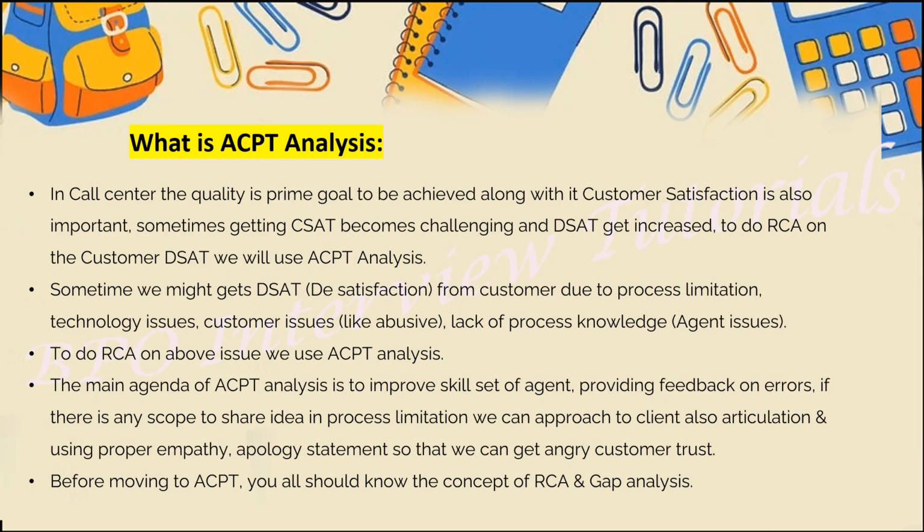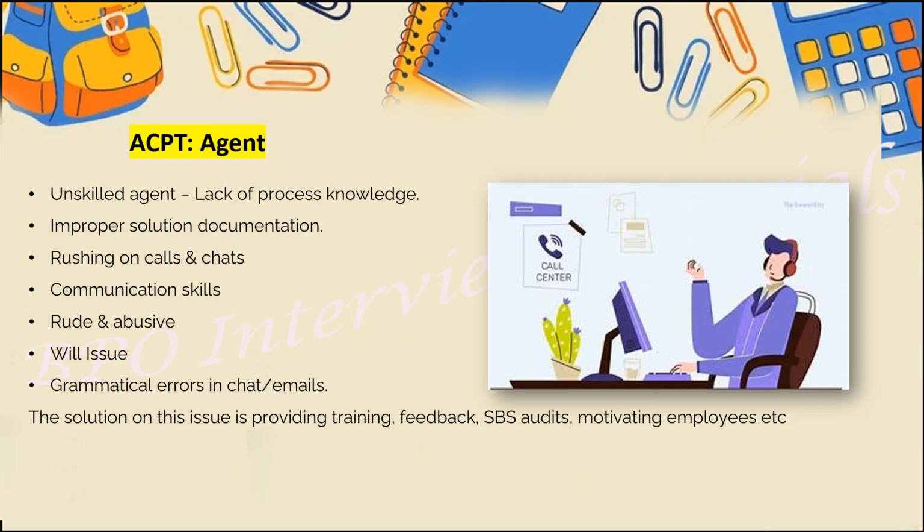Now let's move one by one, we'll see how we can describe this ACPT, how we can improve these particular DSATs and convert them into CSAT. So this is basic, guys, you are doing all these activities in your day-to-day task, but we are not keeping it in a proper way, right? So we'll see today what kind of DSAT we will get because of the agent issues. Agent means the employees, the associates who are working with us.